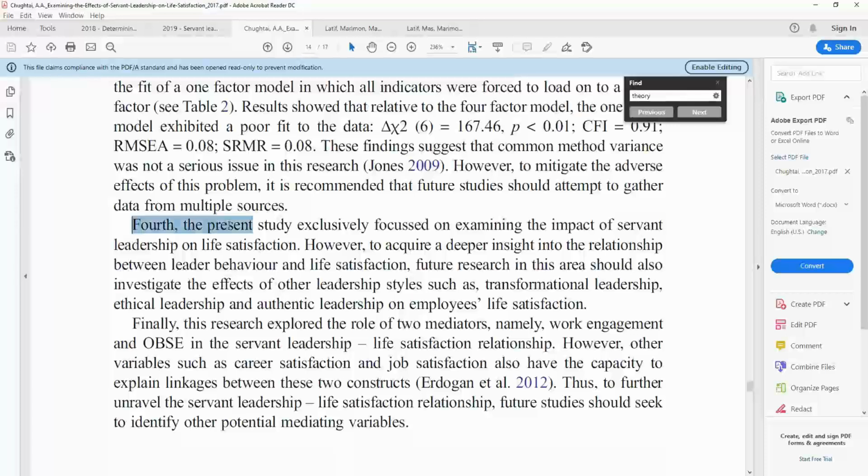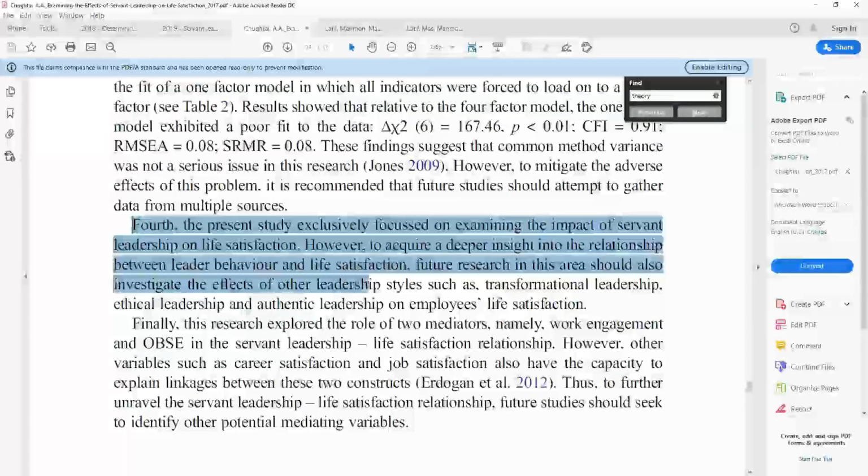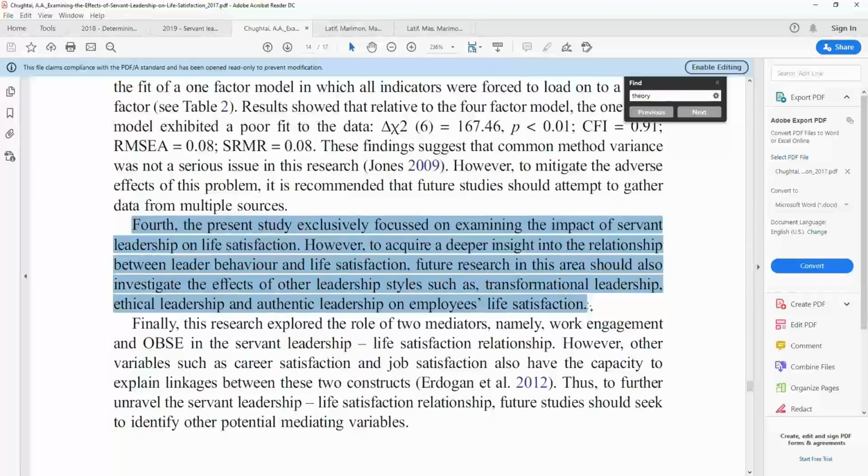The present study exclusively focused on examining the impact of servant leadership on life satisfaction. However, to acquire a deeper insight into the relationship between leader behavior and life satisfaction, future research in this area should also investigate other leadership styles. So obviously you can use this research, use this model and add other leadership styles and focus on how they impact life satisfaction. So you can copy this.